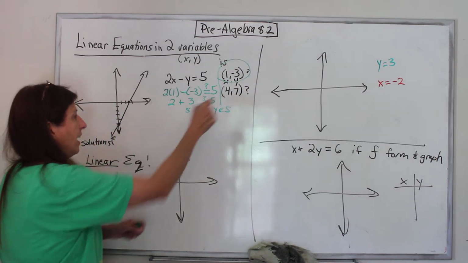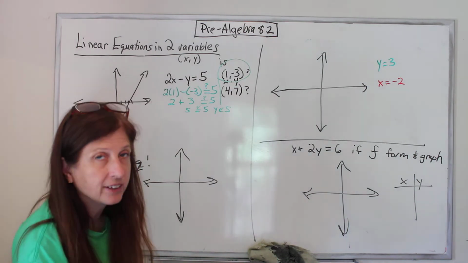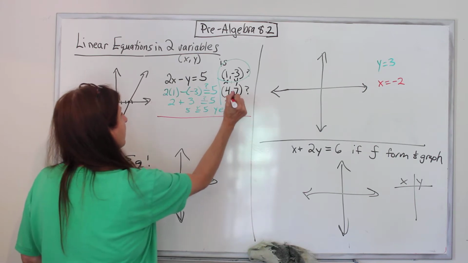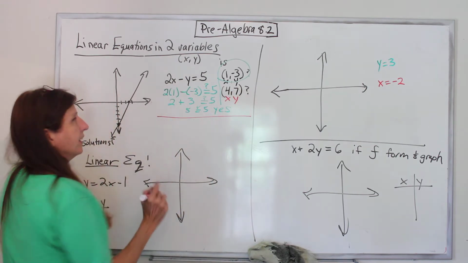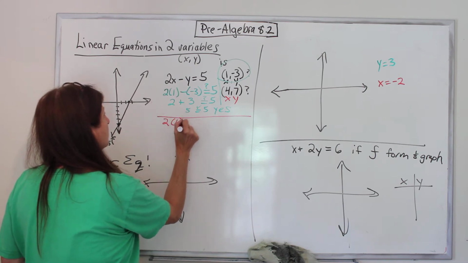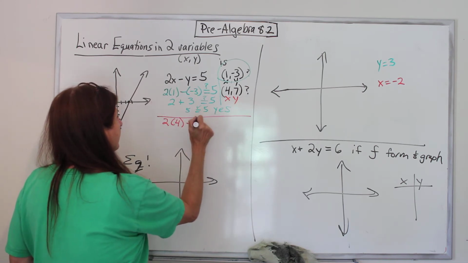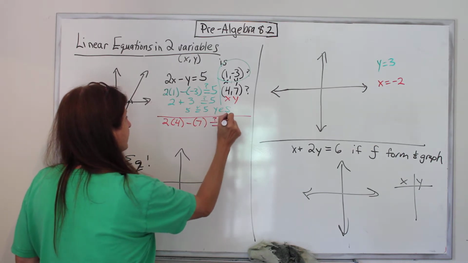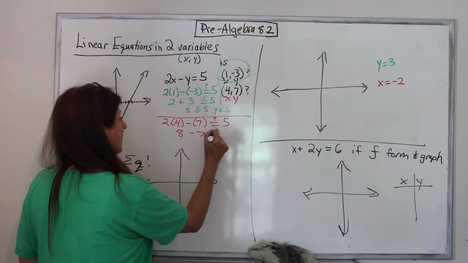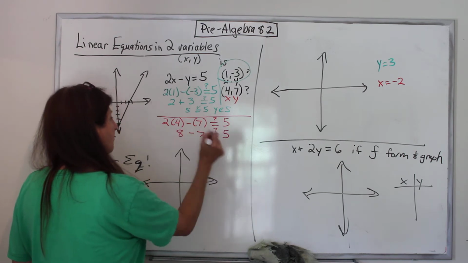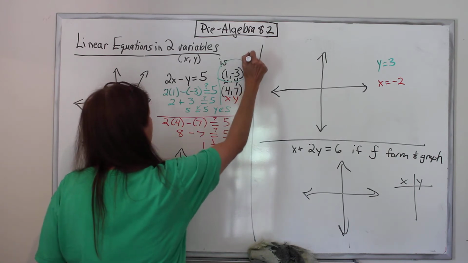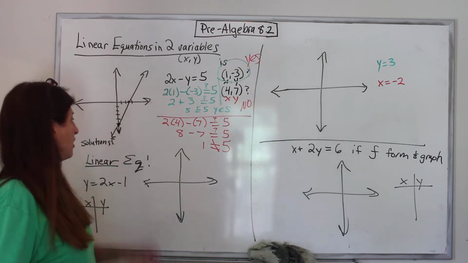Okay, so now we'll do that one. What do you want to bet it's no? Let's see. Usually if they give you a yes for the first one, the second one's a no. So this is x and that's y. We sing substitute and put it in. 2 times 4 minus 7. Does that equal 5? 2 times 4 is 8, minus 7. Does that equal 5? 1 does not equal 5. No. This one was yes. So that's how they make you do it.